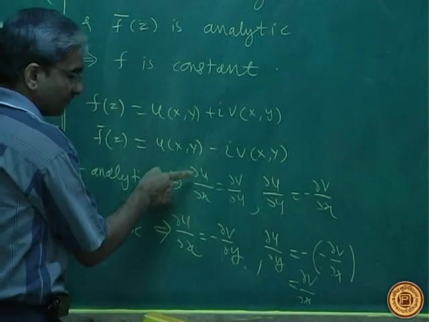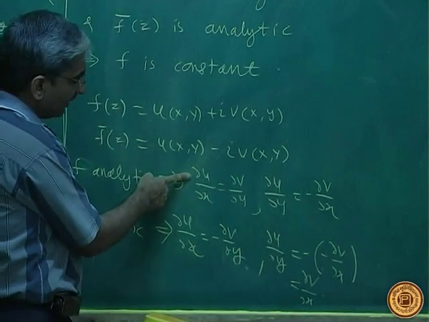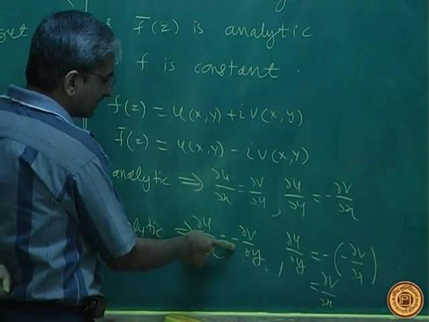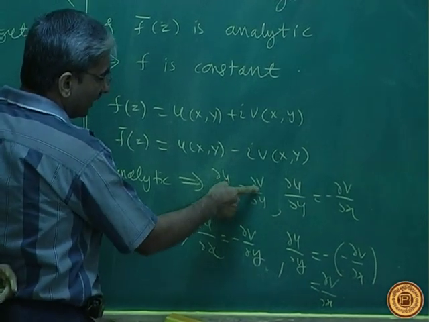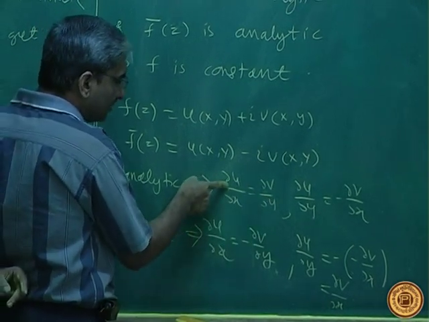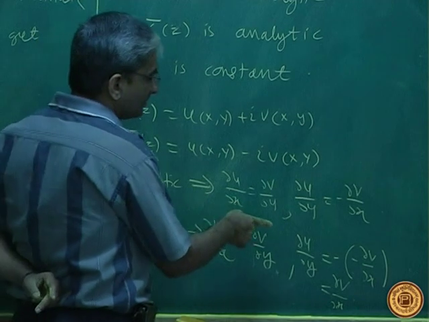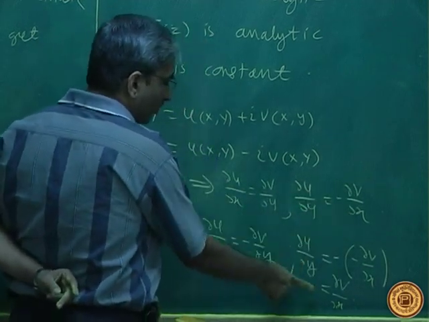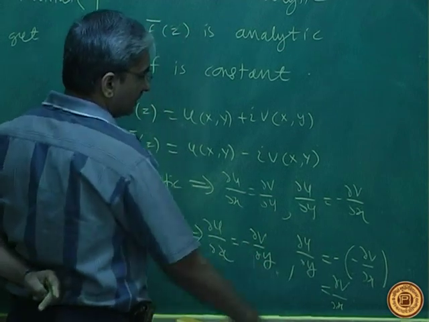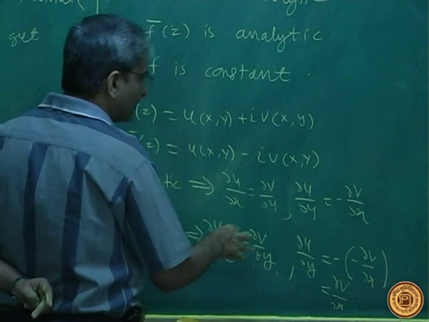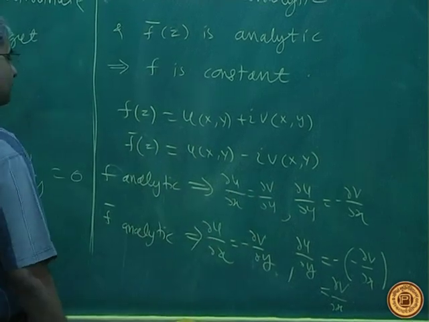See it here. ∂u/∂x is ∂v/∂y, and ∂u/∂x is also minus ∂v/∂y. So ∂v/∂y is minus of that. That means this term is 0. Therefore, this is 0. Similarly here, ∂u/∂y is minus ∂v/∂x, but it is also plus ∂v/∂x. So this is 0, therefore this is 0. So first order partial derivatives are 0, and therefore this is 0.